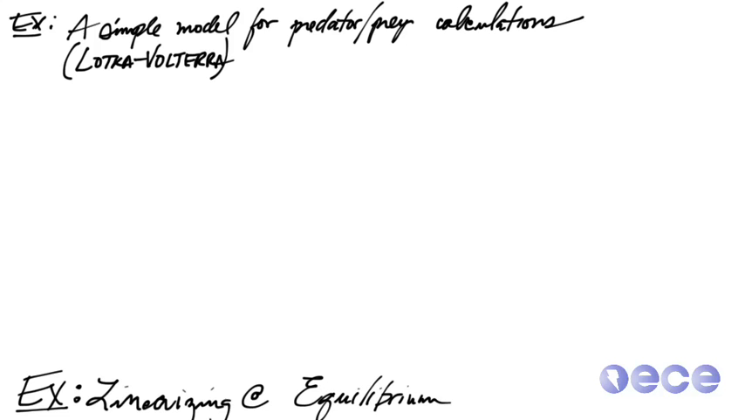So let's assume that we have an equilibrium point. How can we linearize around that equilibrium point in order to get an operating region for our system? Again, as in the previous example, we're using the simple model for predator-prey calculations that was developed by Lotka-Volterra.